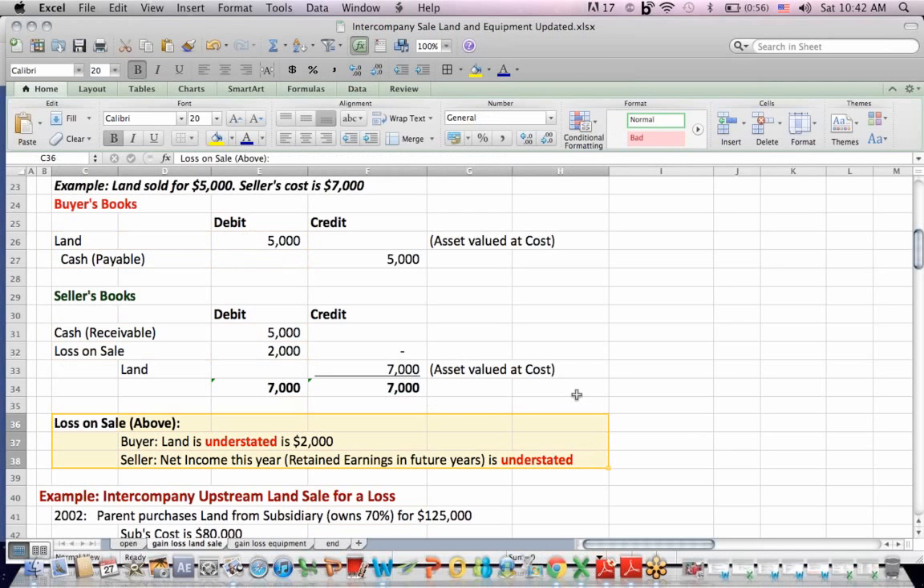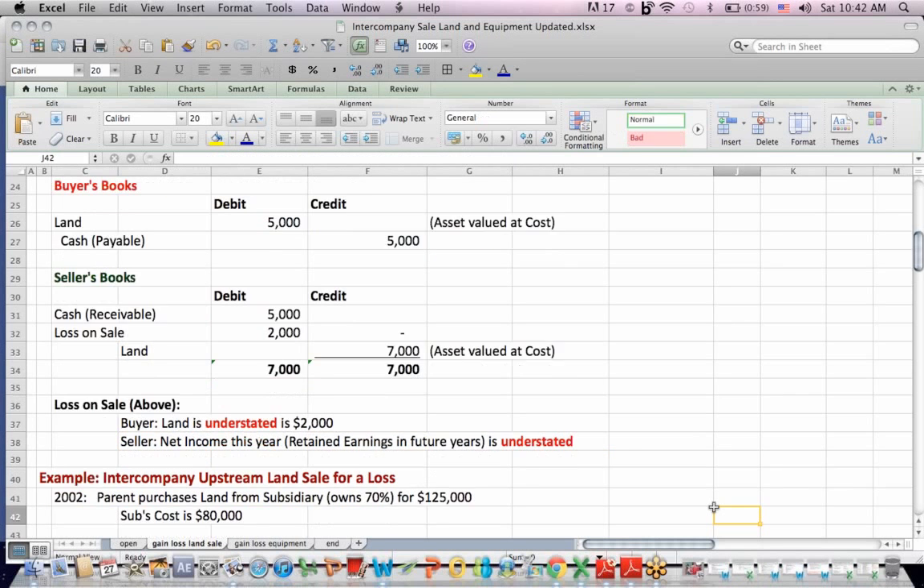So in an intercompany transaction, we would need to debit to increase the land by $2,000, and we would need to credit to remove that loss on sale because net income is understated. We need a credit to increase it back to where it should be if we're looking at a consolidated set of financials. If it was a future year, retained earnings should be credited or increased because that loss on sale is an intercompany transaction.